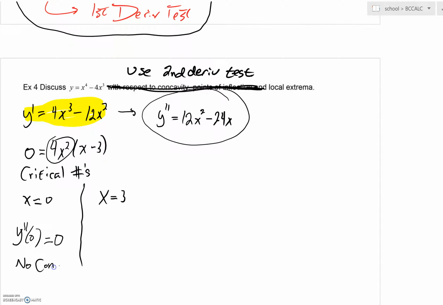And sadly, the first derivative test is going to have to get used at the end of this. We are going to have to keep going with this, so we're going to need the first derivative test. We'll get to that in just a moment.